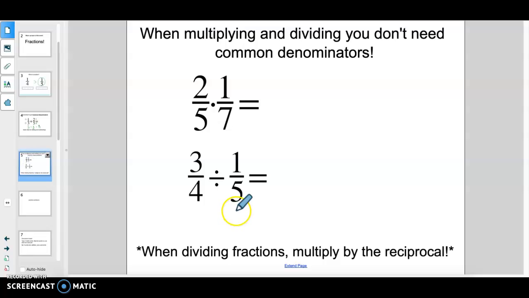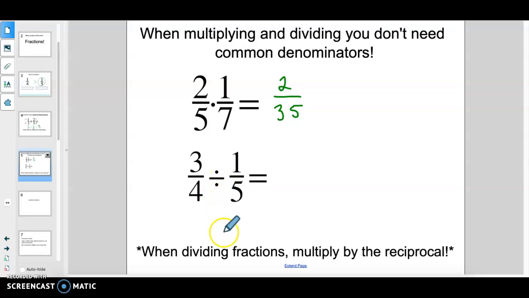Finally, with multiplying, you don't need common denominators. So you can just multiply across. So 2 times 1 is 2. And on this one, you actually do multiply the denominator as well. So 5 times 7 is 35. With dividing fractions, it's a little bit different.